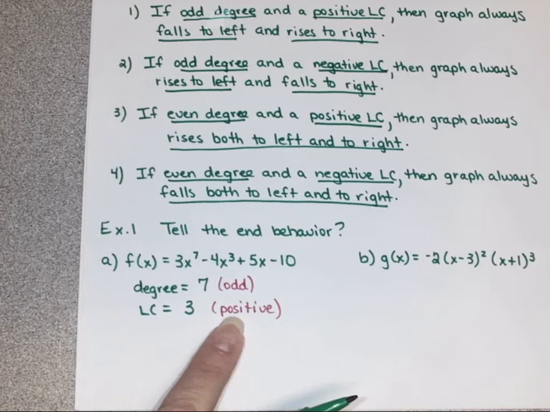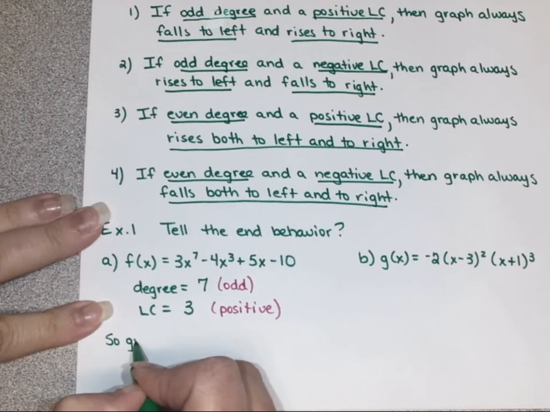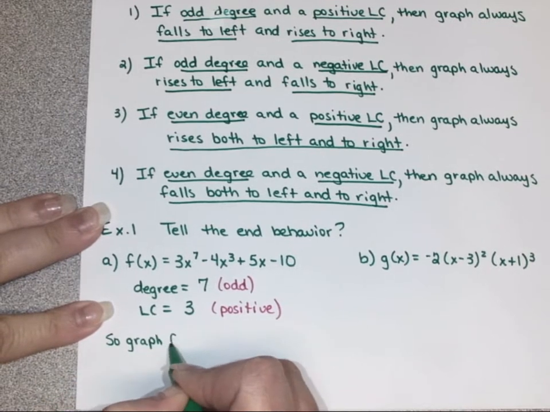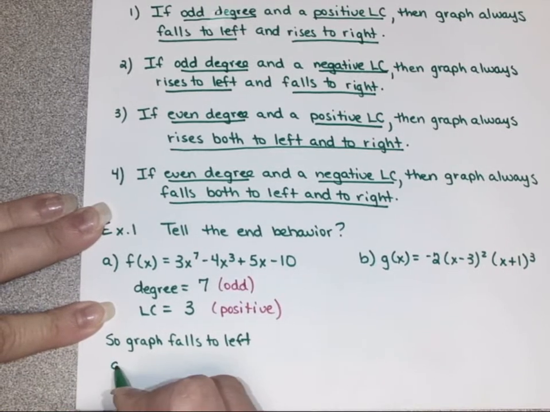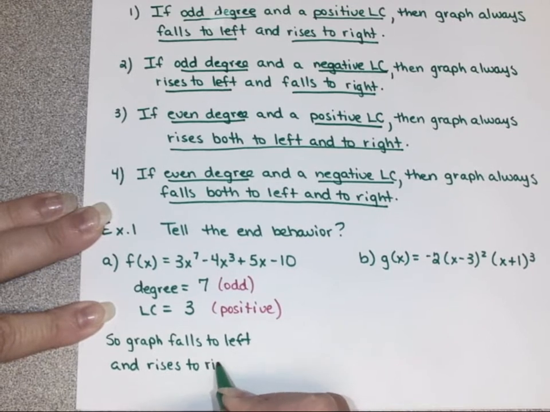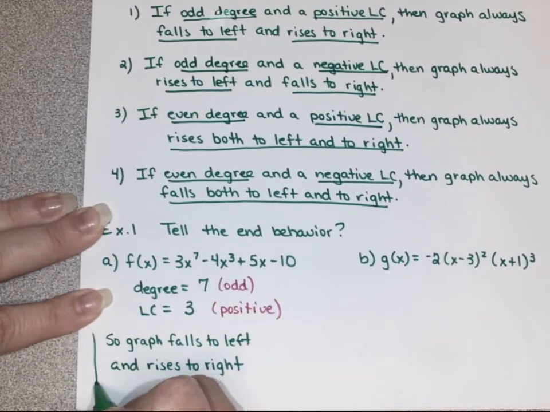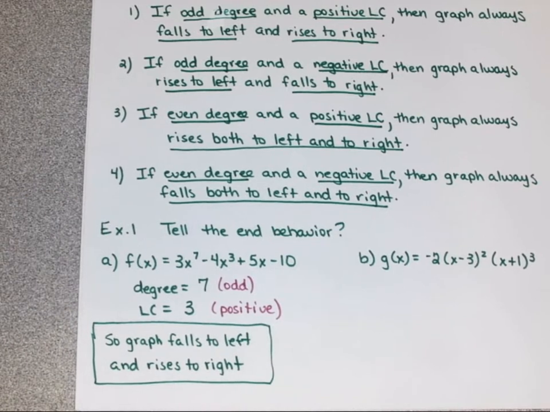Which case does that apply to then? The first one, right? So what does that mean about the graph? The graph falls which direction? Falls to the left and rises to the right. So I might not know what that graph is doing in between those ends, but I know what it's going to look like at the end.